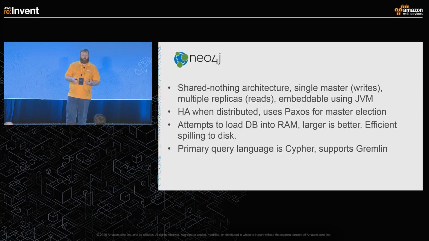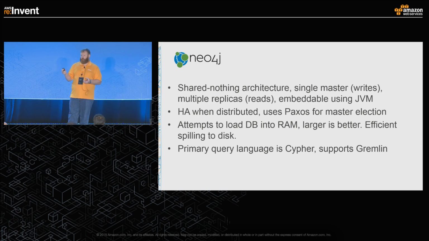Neo4j is another commonly referenced graph framework that our customers ask us about. Neo has a background as a JVM, and it's fundamentally a shared-nothing architecture. There's a single master that controls all the writes, and there are multiple read replicas for availability. Additionally, it easily supports a highly available framework, and it uses Paxos for master election when a node fails.